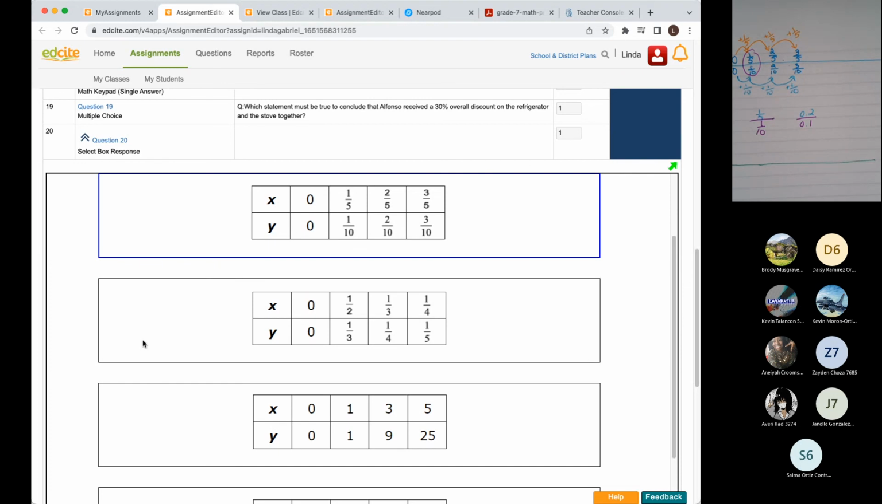For the X values, I have 0, 1/5, 2/5, 3/5. And my next row, my Y row, I have 0. Then I have 1/3, 1/4, and then 1/5.